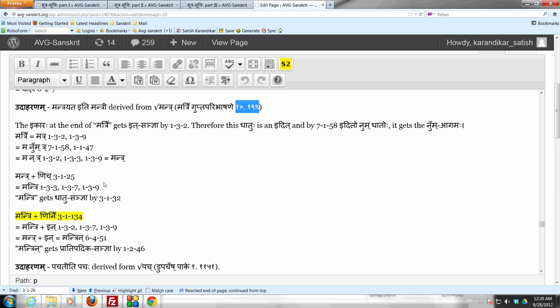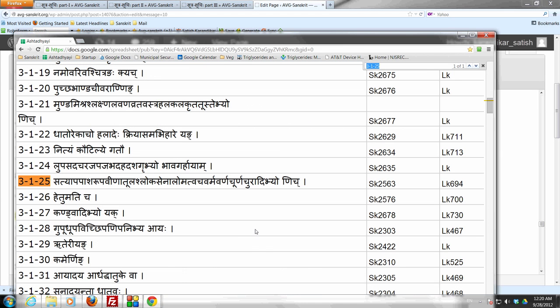So when the numagama was added, we got the form mantra. Then after that, we directly went from mantra to nini. But in between, we have to first add the affix nich by the sutram satya papasha ityadi. That sutram is 3125, of course: satya papasha rupa veena tula ityadi churadibhyo nich. So that step is definitely to be applied. We cannot bypass this one. It won't make a difference in the final form.